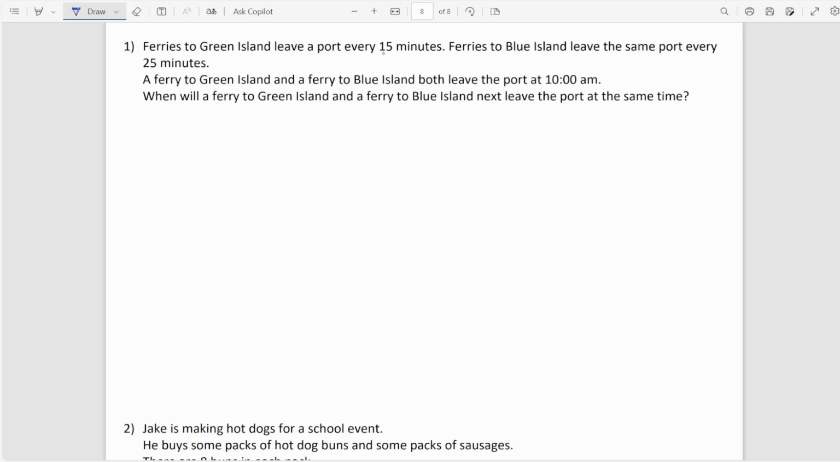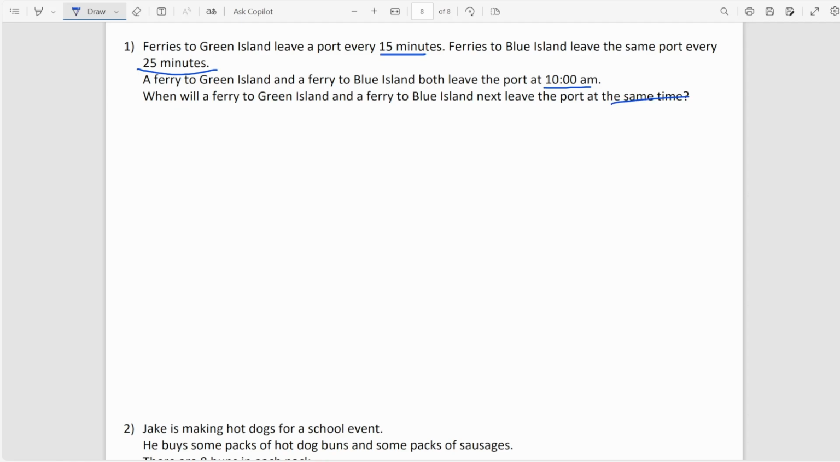Ferries to Green Island leave a port every 15 minutes. Ferries to Blue Island leave the same port every 25 minutes. A ferry to Green Island and a ferry to Blue Island both leave at 10 a.m. When will a ferry to Green Island and a ferry to Blue Island next leave the port at the same time?